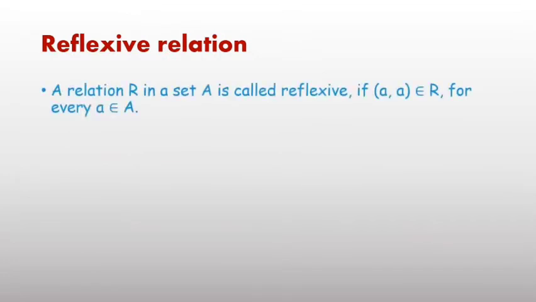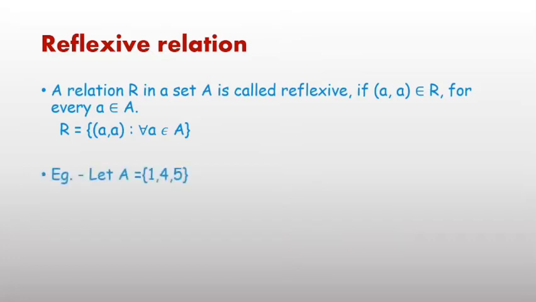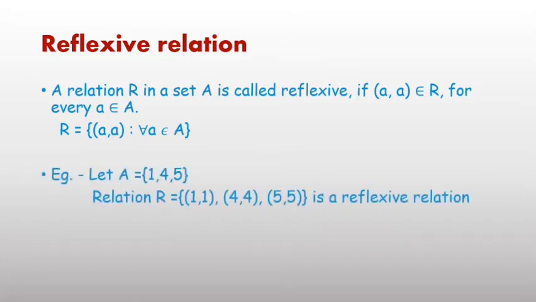Reflexive relation. Collection of all ordered pairs in set A such that both the elements of the ordered pair are the same. If set A is given as 1, 4, 5, then relation R as (1, 1), (4, 4), (5, 5) is a reflexive relation.